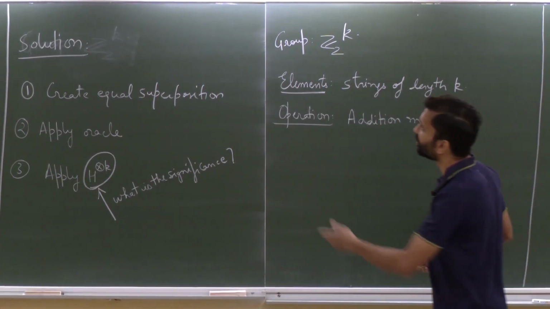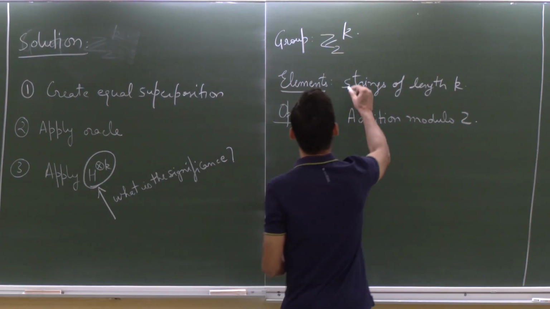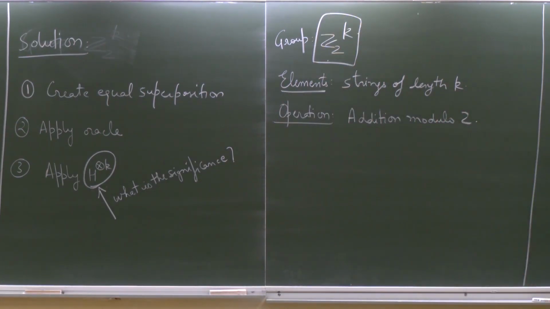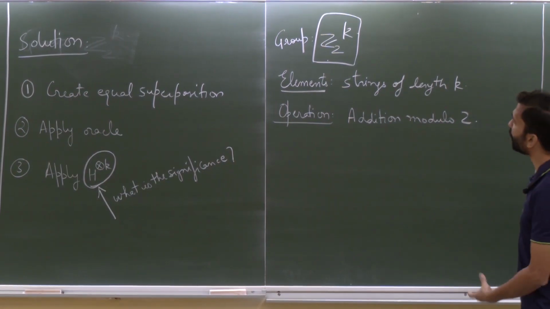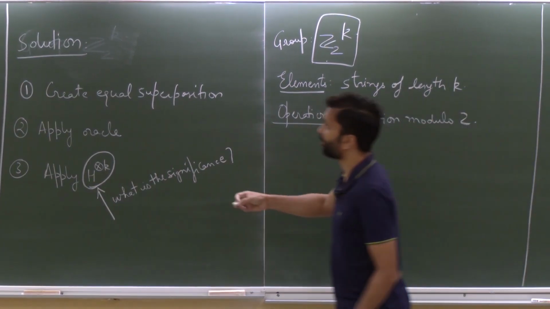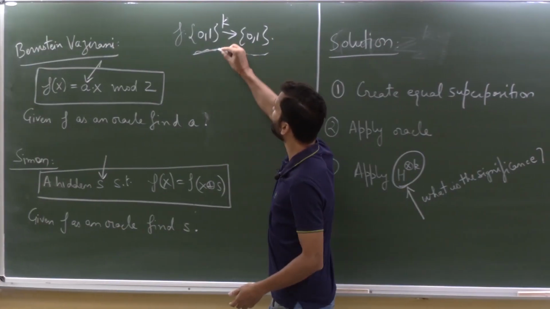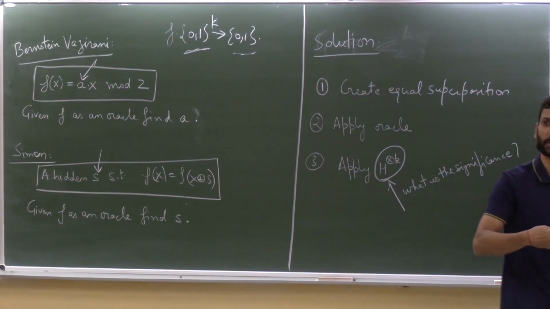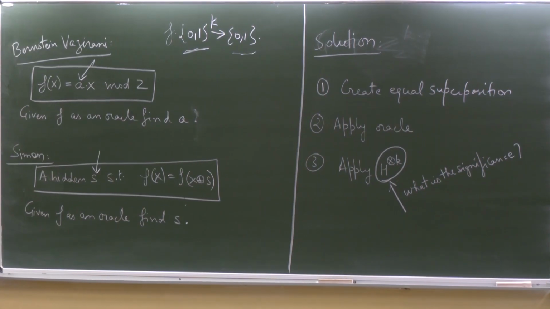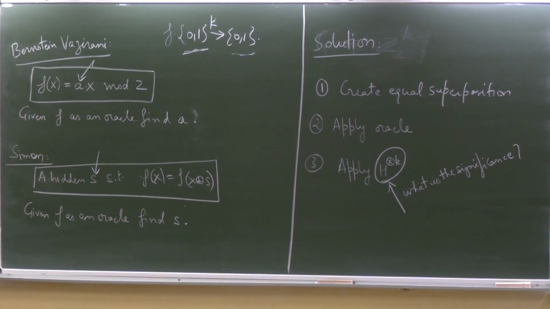This emerges from, if you look at this group, Z_2 to the power k. Right? What is this group? This is a group where all the elements are strings of length k. This is basically this set where we are allowed to add two elements. And how do we add? We add them entry wise, taking modulo 2.